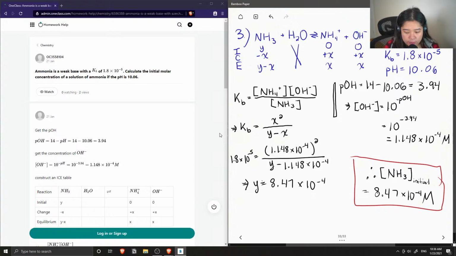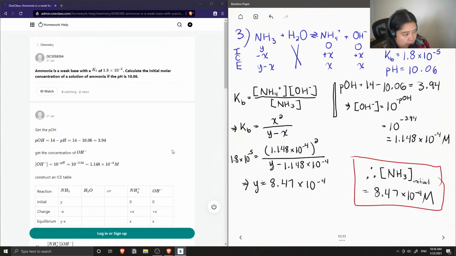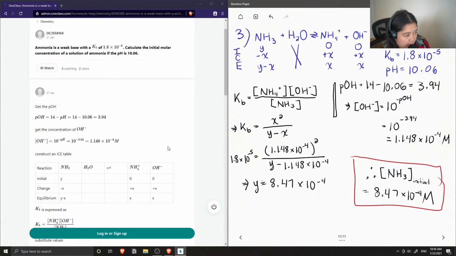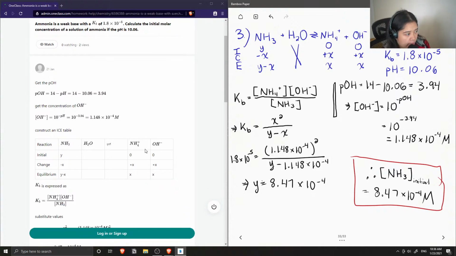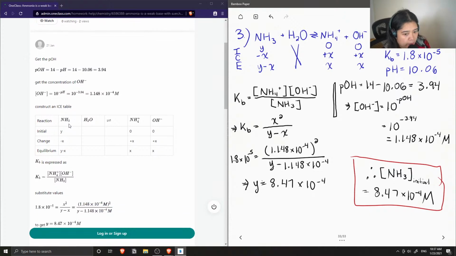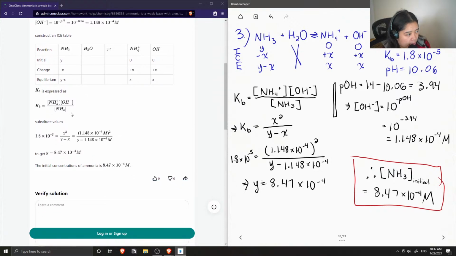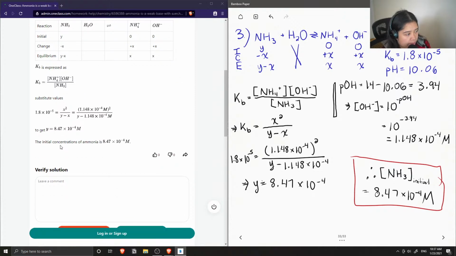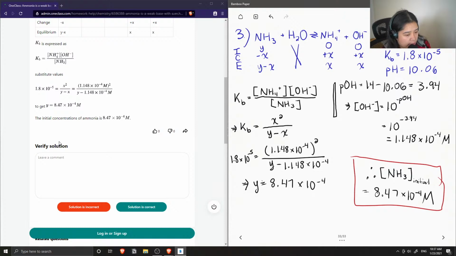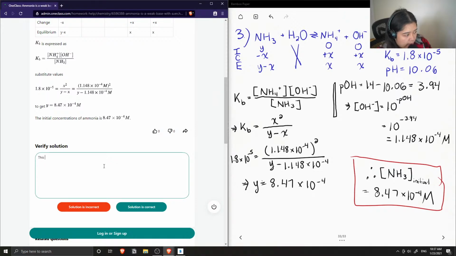Okay, so now let's see what the junior tutor said. So first they got the pOH, they got 3.94, and then they found the concentration of OH-, 10 to the power of negative 3.94, and they got 1.148 times 10 to the negative 4. Then they showed their ICE table and the Kb expression, and then subbed in all of their known values. And when they solved for Y, they also got 8.47 times 10 to the negative 4. So this solution is correct.